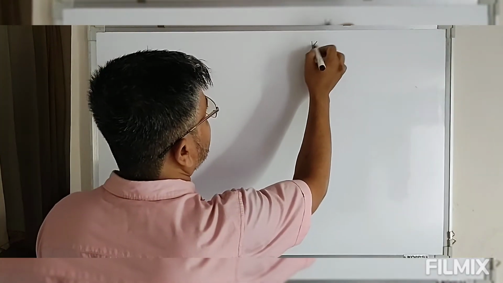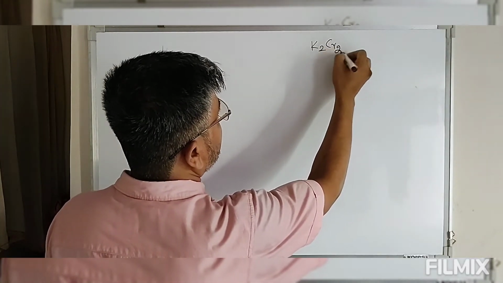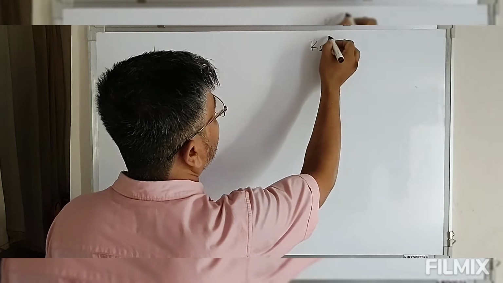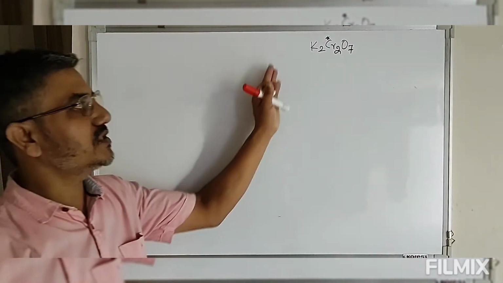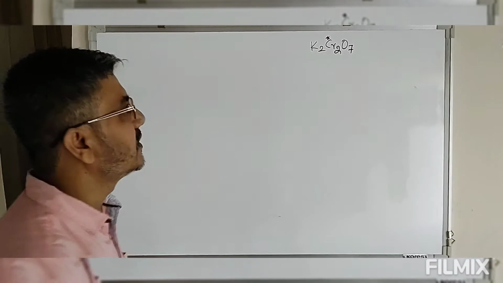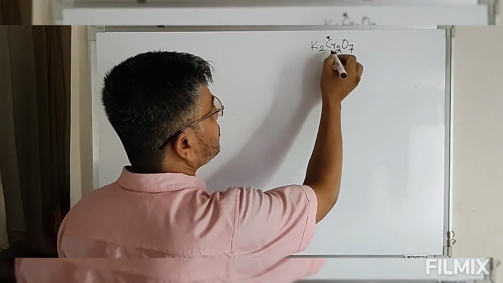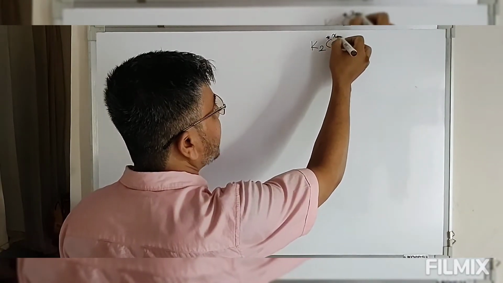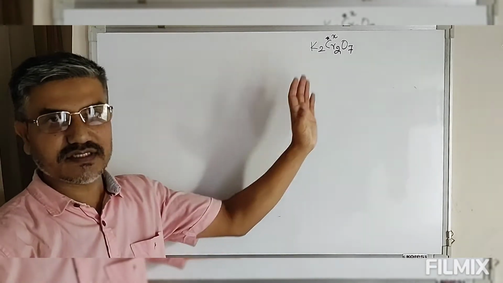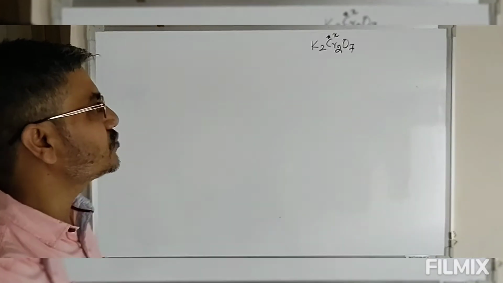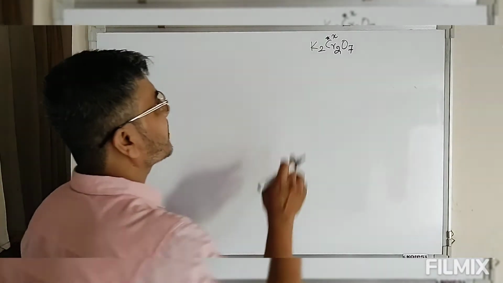So let's start. K2Cr2O7. We have to find the oxidation state of chromium. The compound is known as potassium dichromate. Let's suppose the oxidation state of chromium is X. So we have to find the value of X, that is the oxidation state of chromium in this K2Cr2O7.